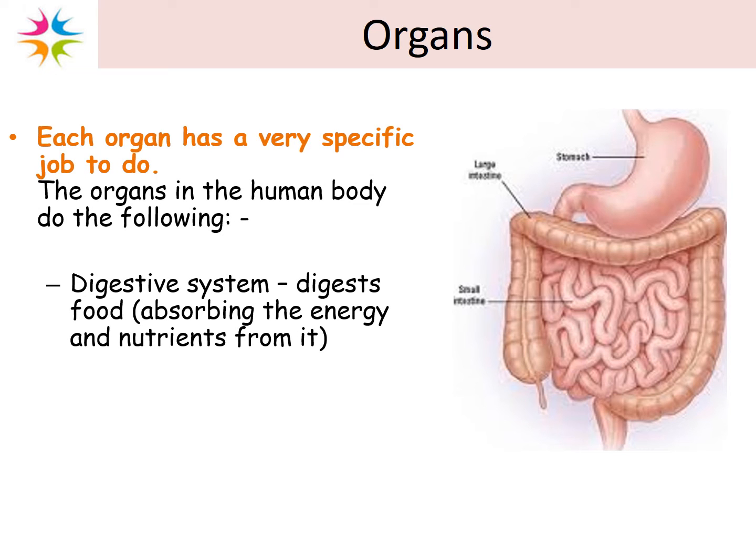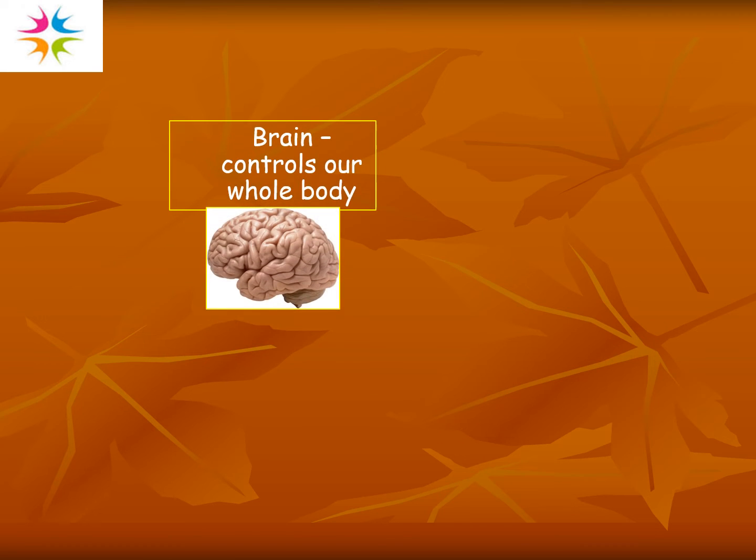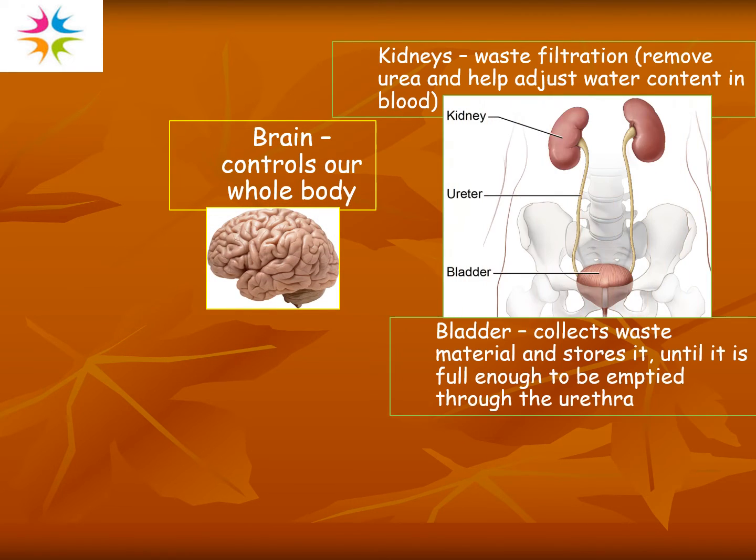Each organ has a very specific job to do. The organs in the human body do the following. For example, the digestive system will digest food, absorb the energy and nutrients. The brain controls our whole body.